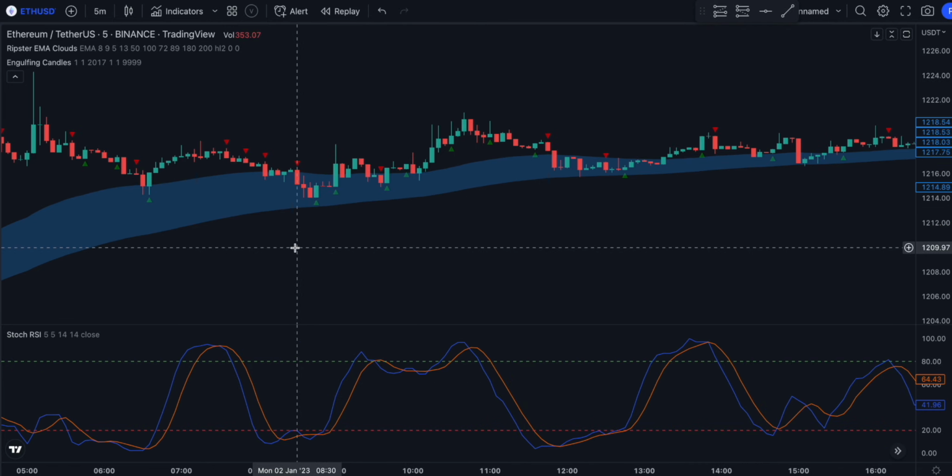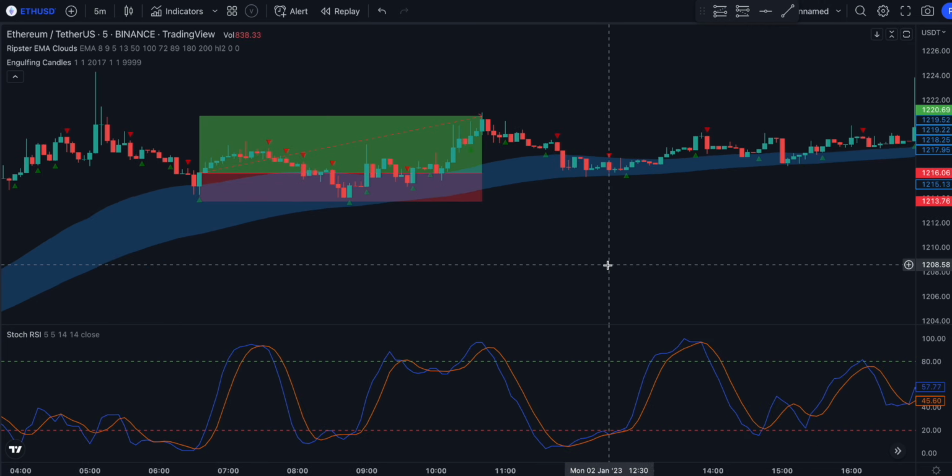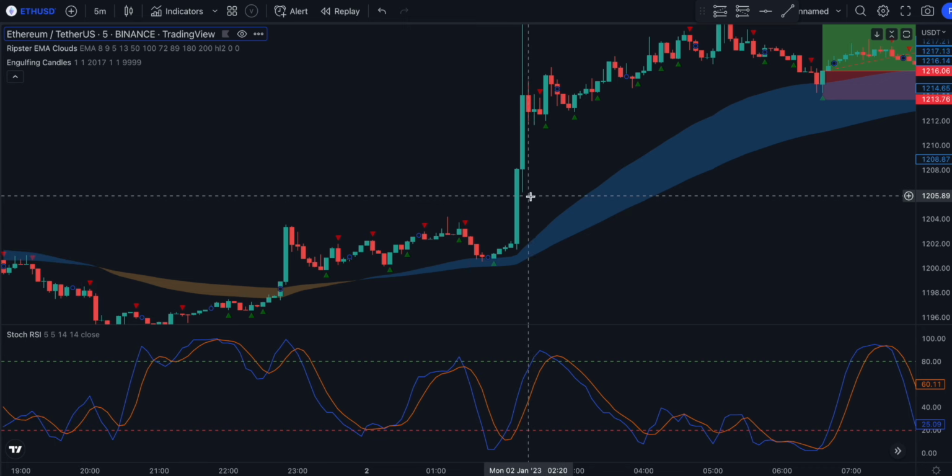Almost every single trade that we found turned out to be a winner. You can expect 2 to 3 trade signals per day with this strategy on one currency pair.